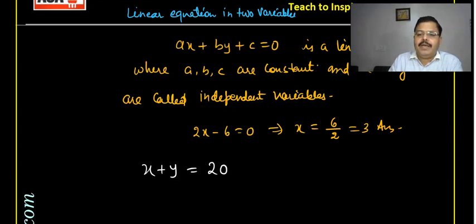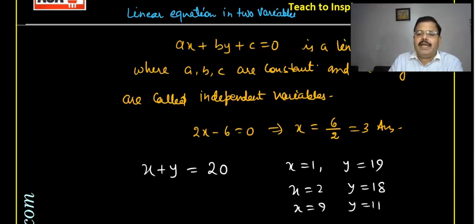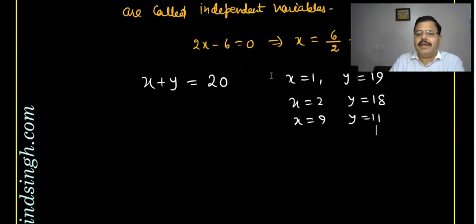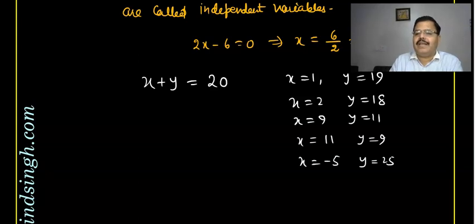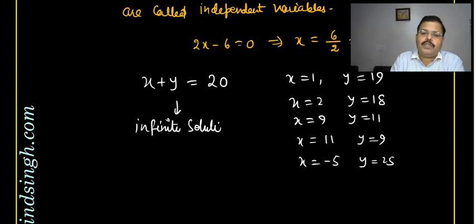Solution can be, when x is equal to 1, y can be 19, isn't it? x is equal to 2, y can be 18. Similarly, if x is equal to 9, y can be 11. x is equal to 11, y can be 9, and like that. Even if x is equal to minus 5, then y is equal to 25. So there will be infinite solutions. So one equation will have infinite solutions, only one equation.